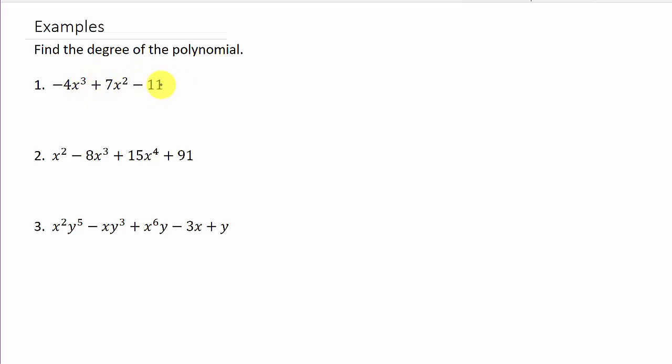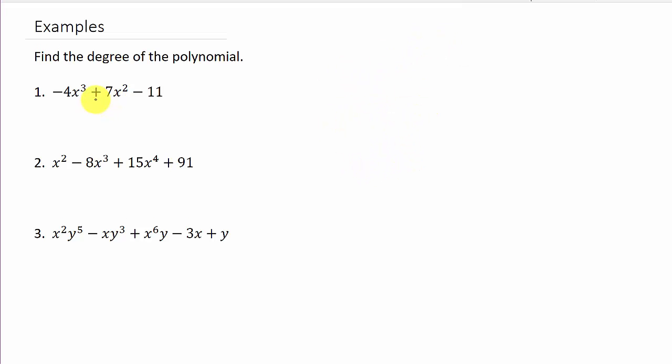So if we look at this example here, you can see we've got an exponent of 3, 2, and then this 11, the degree of this one is 0. Okay, because 11, you can look at that as 11 times x to the 0 power, because look, 11 times x to the 0, well, we know that x to the 0 is just 1. Anything raised to the 0 power is 1, then 11 times 1 is 11. So the largest exponent is 3, so this has degree 3.